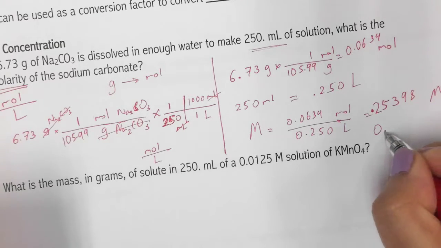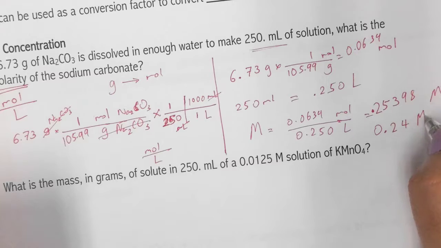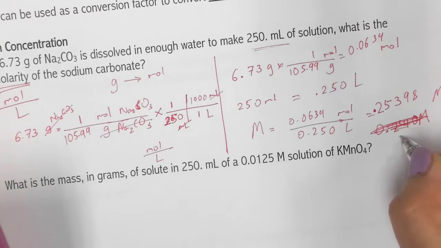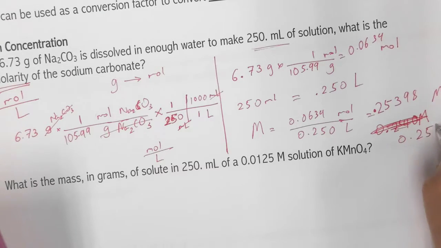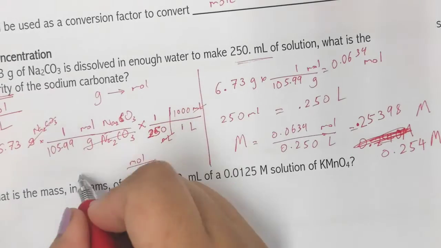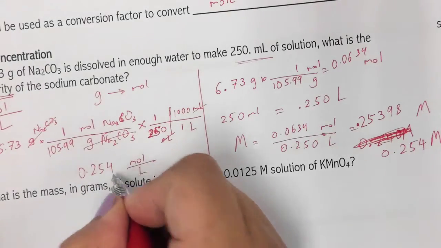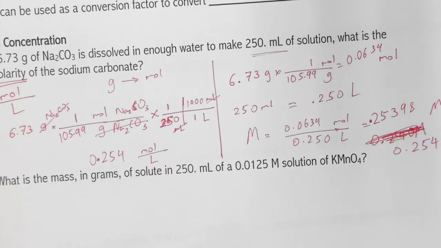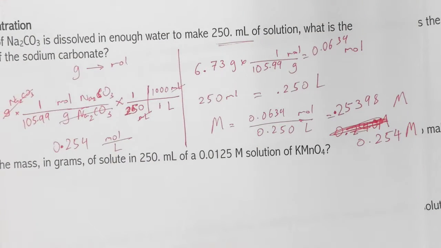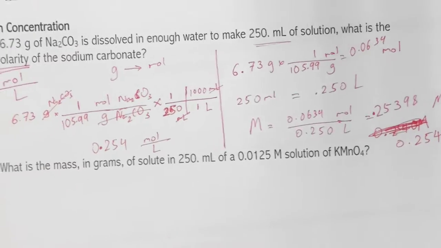0.398, basically saying 0.240. Wait, no, I mean what am I writing? 0.254 molarity. Skip one number, okay? 0.254. Now, you can say molarity or you can say mole per liter, the same thing. Do you guys see what I did?